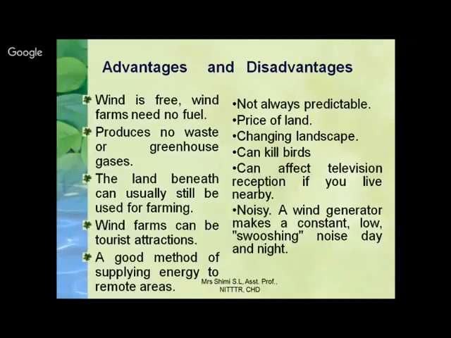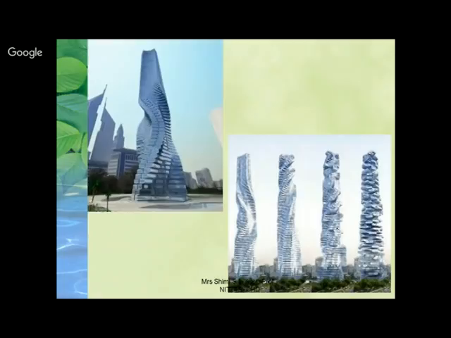So not always, wind is not always predictable, and there is land price. You have to install it over a big area of land, so there is the land price and changing landscapes. It can kill birds, and it affects television reception in the nearby living area, and it is noisy too. You can have a humming sound always, you can hear it. So these are some of the disadvantages of windmills.